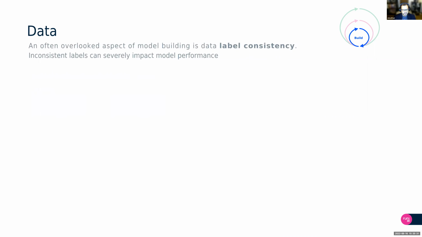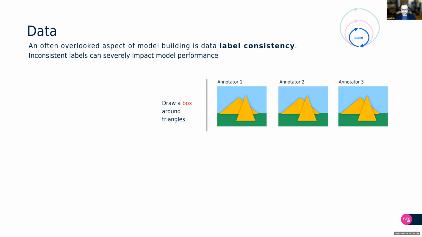Another thing to keep track of is label consistency. This is often an overlooked aspect of model building. Here's an example. Let's say we've got this set of instructions, which is draw a box around triangles. Very, very easy set of instructions. And we've got 3 annotators with the same or similar images.